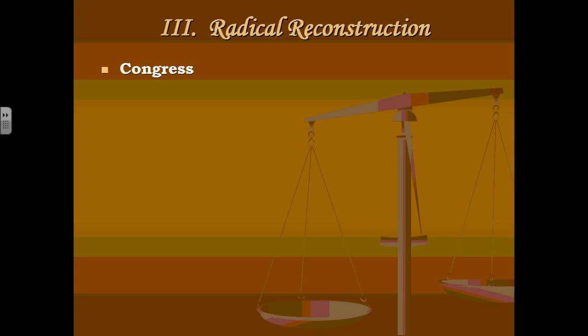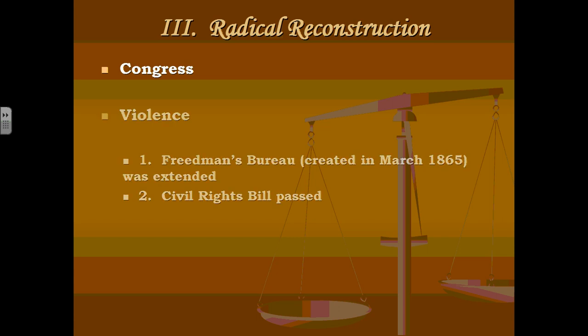Congress comes back and does not like what it sees. At the same time, there are reports of violence in the South, attacks on newly freed slaves. Republicans in Congress pass two things. First, they extend the life of the Freedmen's Bureau. The Freedmen's Bureau was a government agency designed to assist with freed slaves, and it also assisted other Southerners who needed help.